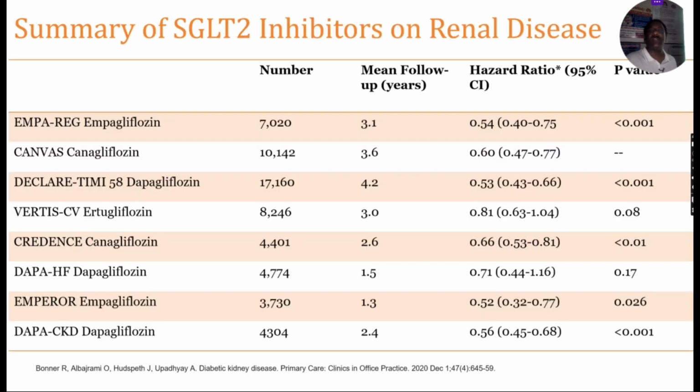Summary of the SGLT inhibitors on renal disease. You have empagliflozin, canagliflozin and dapagliflozin. So there are 3 SGLT inhibitors available in the market. Nowadays we are not using canagliflozin. We are using either empagliflozin or dapagliflozin. These are the different trial names. You are very familiar with DAPA-HF, the dapagliflozin heart failure trial, and DAPA-CKD, dapagliflozin in the CKD population.